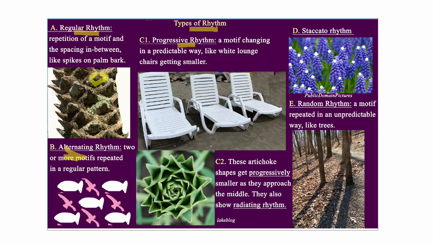With progressive rhythm, the shapes change in a regular manner, like these benches getting smaller or the artichokes getting smaller. Staccato rhythm has repeated parts or beats, like the white tops of these flowers, and they're separate and disconnected, yet together they make an irregular unified pattern. A random rhythm is repeated in an unpredictable way, like these trees, but elements like the shadows unite them. And then finally, radiating rhythm emanates from a single point.